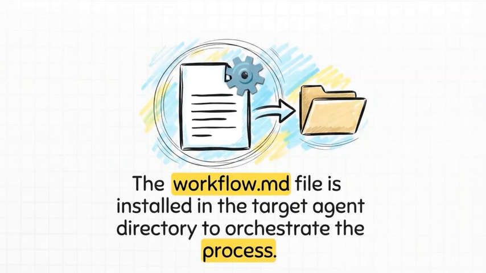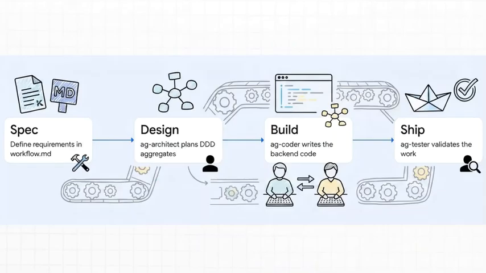It tells both you and the AI agents exactly what the sequence of operations is, making sure no steps are skipped and that every single agent knows exactly when it's their turn to step up to the plate. Let's quickly walk through this inherently chronological assembly line execution because it's pretty cool. First, you define all your requirements in your spec, anchoring everything in that workflow.md file. Next, the ag architect takes that spec and handles the design phase, mapping out all those DDD aggregates.